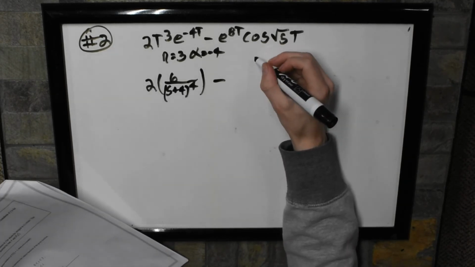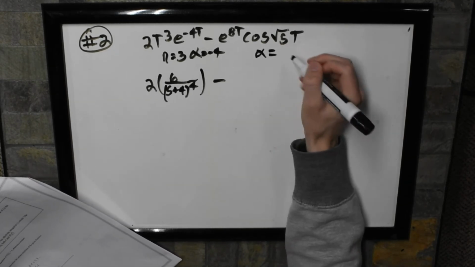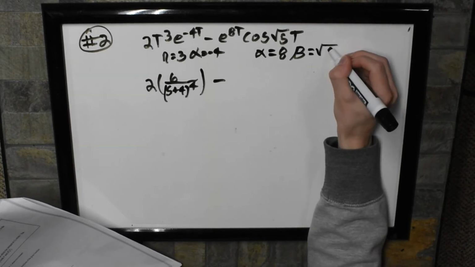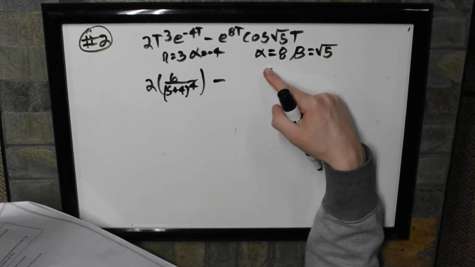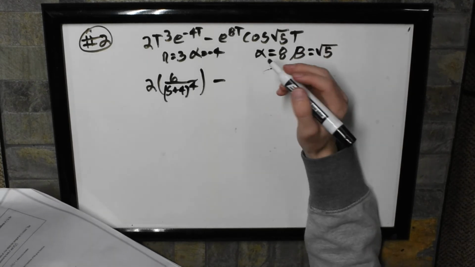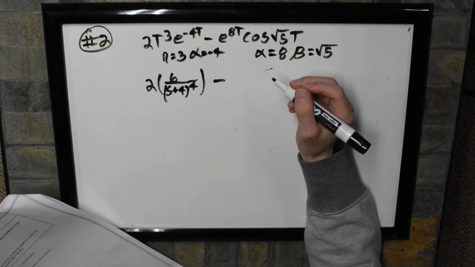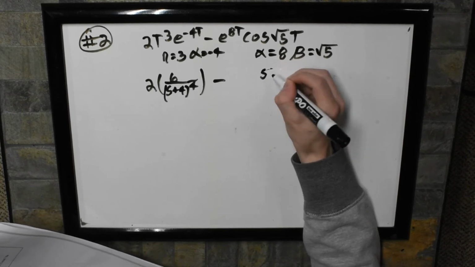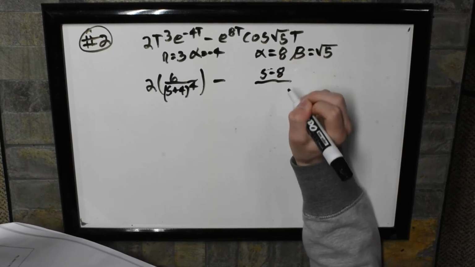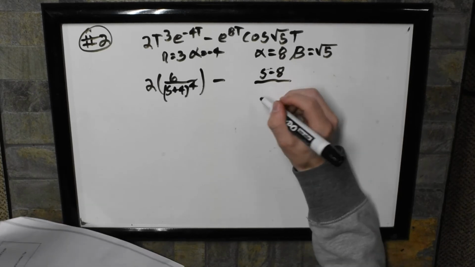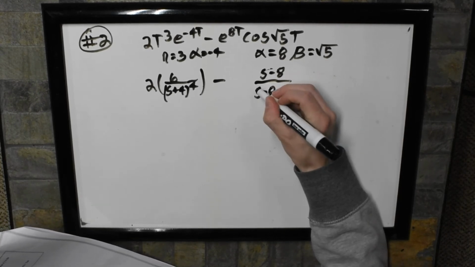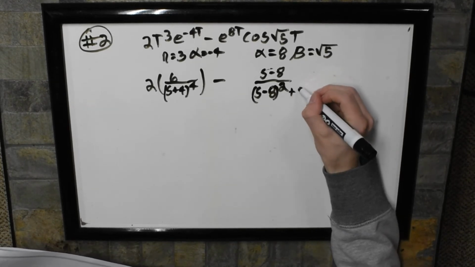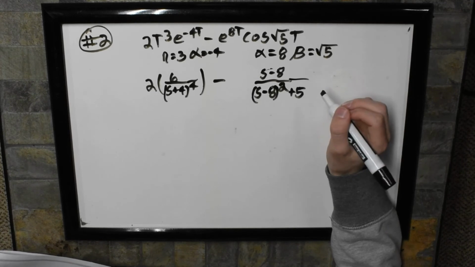So let's move on to this term. We have e to the alpha t, so alpha is equal to 8, and beta is equal to root 5, because root 5 is the coefficient in front of the t in the cosine term. So we have e to the alpha t cosine beta t, so we just plug it into the formula. So s minus 8, this is the last one on our formula sheet, s minus 8 squared plus 5, because the root of 5 squared is just 5.